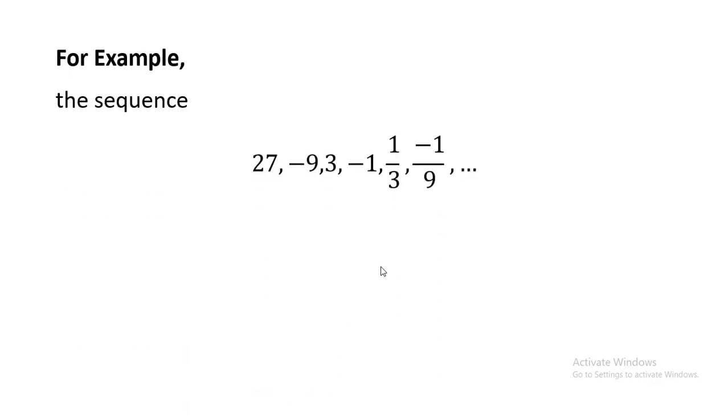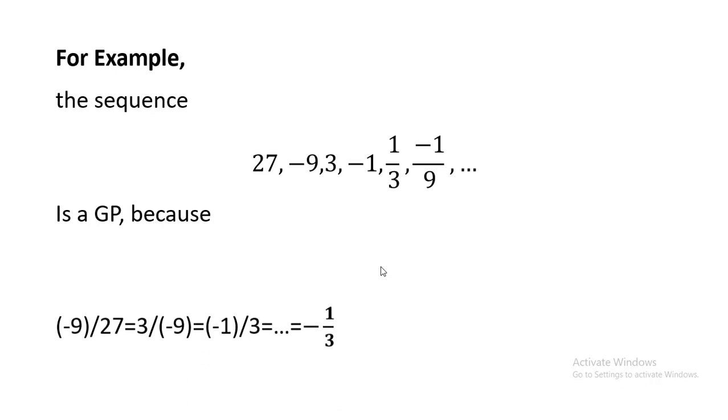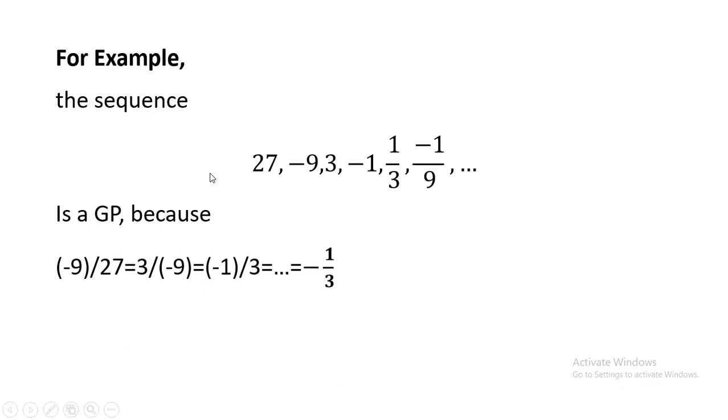and n is the term required. So let's consider an example and understand it better. This is the sequence given to us: 27, minus 9, 3, minus 1, 1 by 3, minus 1 by 9, and it is a GP. Now it's saying that it's a GP.